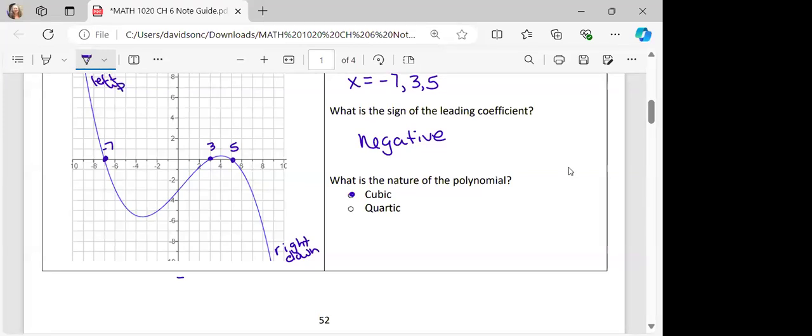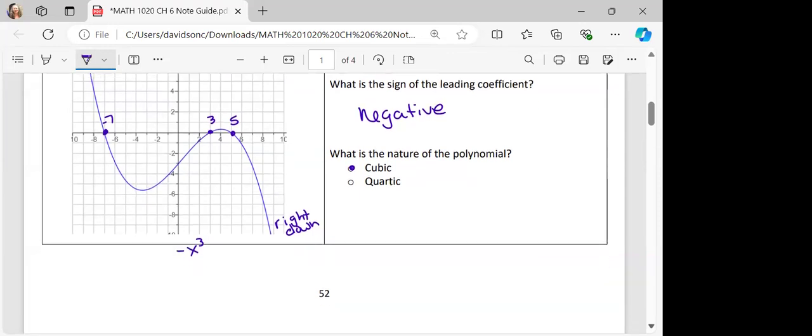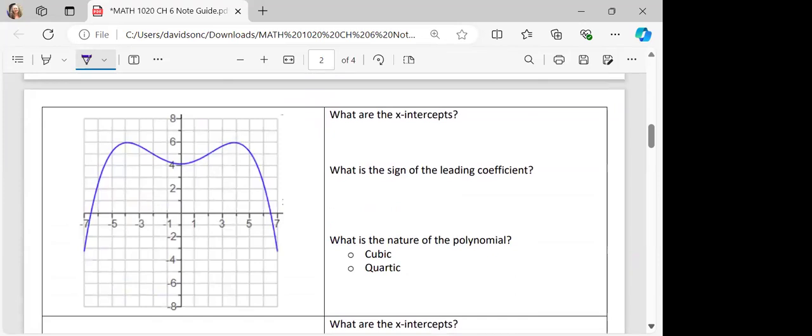This one is similar to negative x cubed. So that's where the leading coefficient comes in as being negative. The ends are in opposite directions, so it is cubic. For the x-intercepts, we cross right here and right here. This is a negative 6.5, and this is a positive 6.5, and they do want decimals on these.